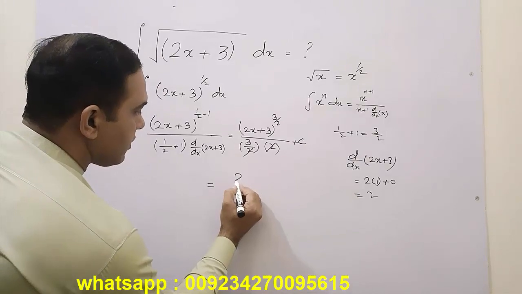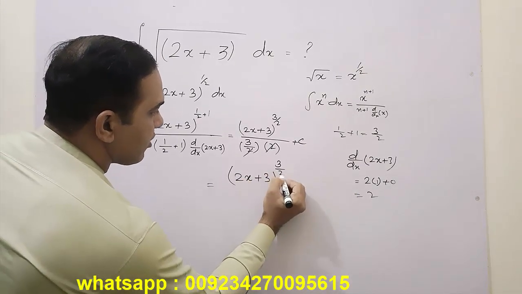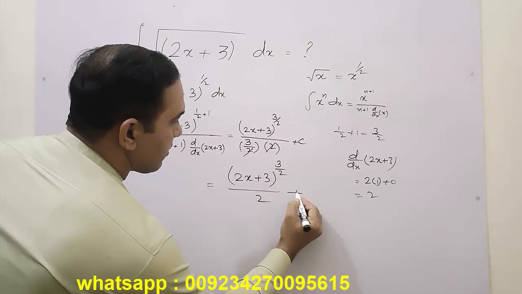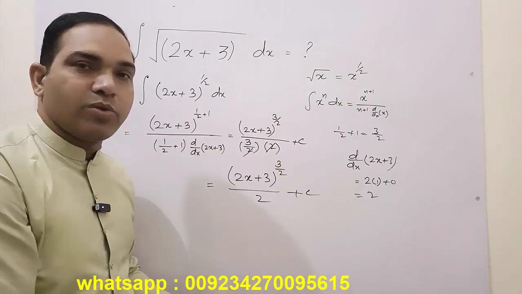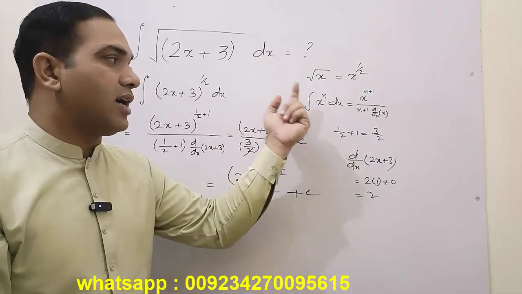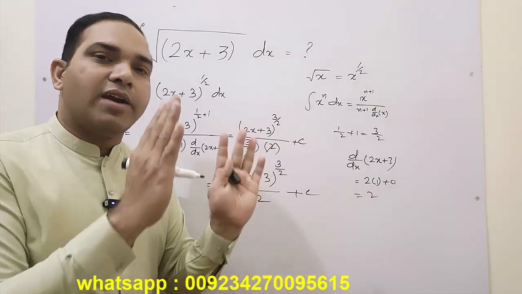Now, (2x plus 3) raised to 3 by 2 over 3 by 2 plus C. This is the answer. Friends, a very simple question, if you know the formula and the technique to solve these kinds of questions.